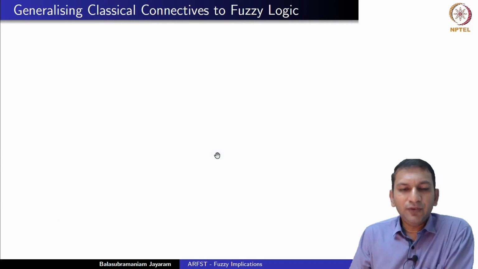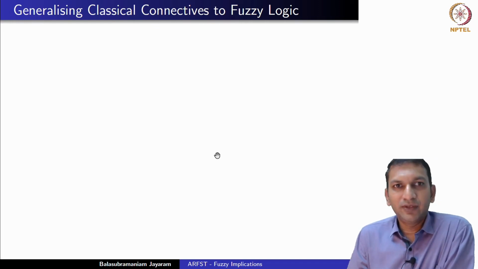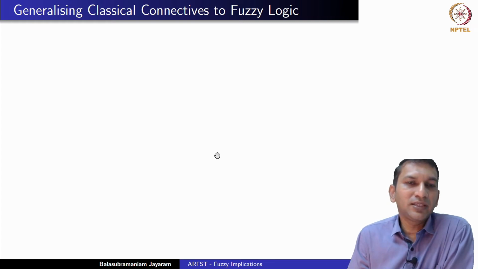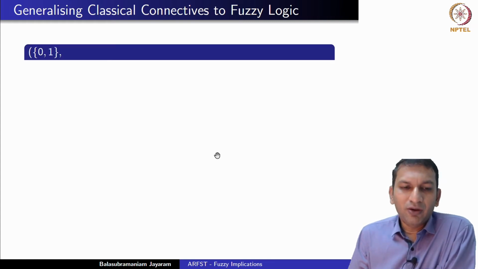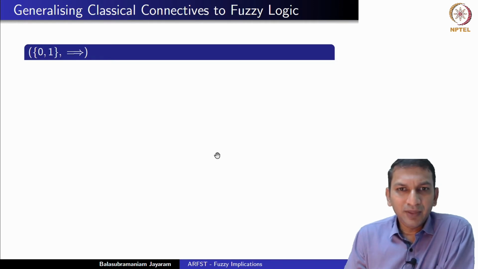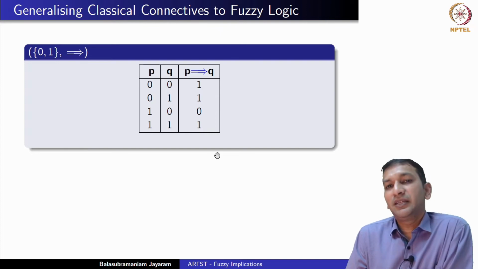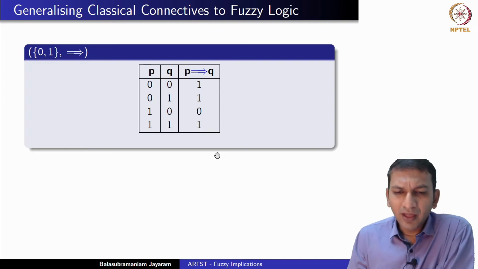Now, if you are looking to generalize a classical connective to a fuzzy logic connective, we have seen that we have to maintain the truth table of the corresponding classical logic connective on the 0-1 set. If you take the implication, then the truth table of the implication looks like this. Note once again that P and Q can take either 0 or 1, and P implies Q, again, can take either 0 or 1. This is the truth table of the classical implication.